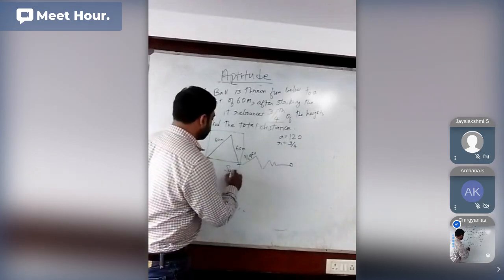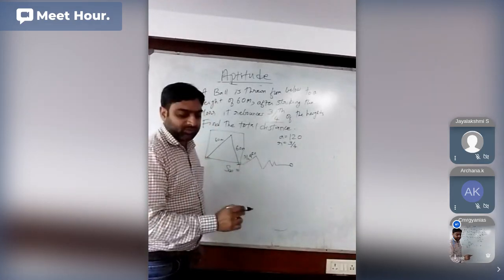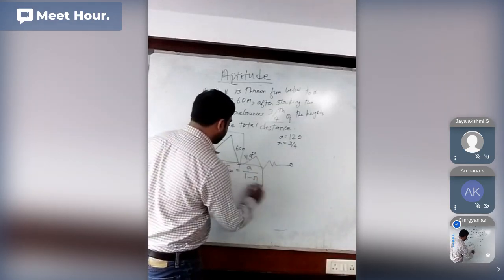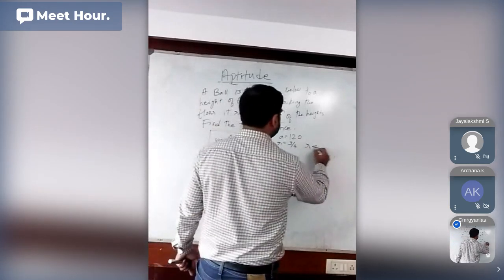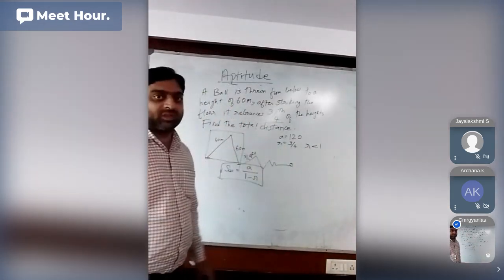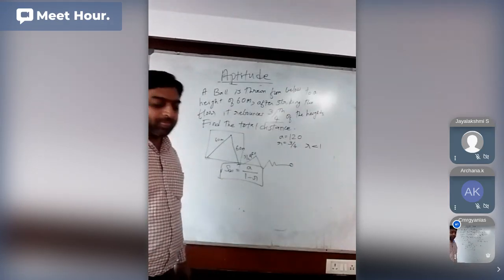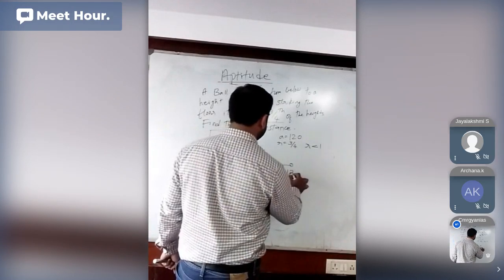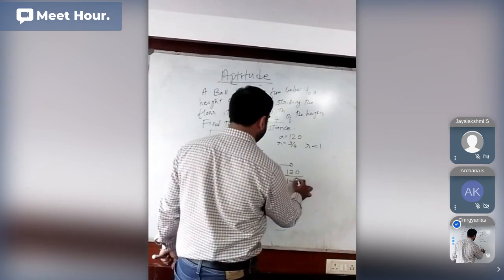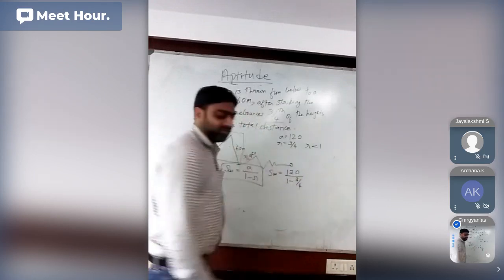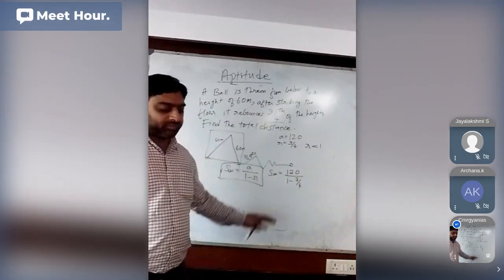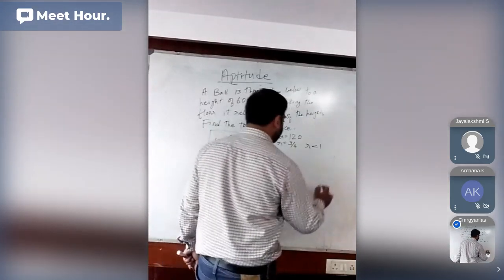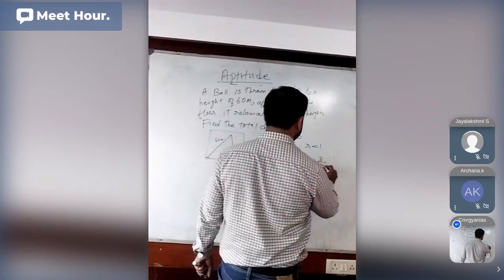S of infinity is equal to A by 1 minus r. Why 1 minus r? Because r is lesser than 1. So please solve this. So here it again becomes S of infinity is equal to 120 divided by 1 minus 3 by 4. So if you take the LCM of this, you see 1 minus 3 by 4.